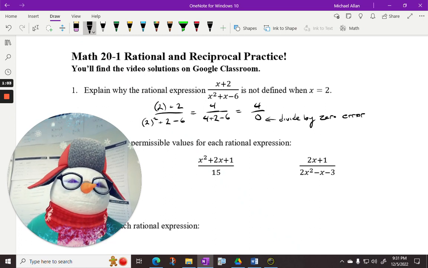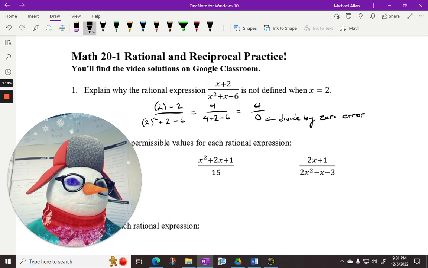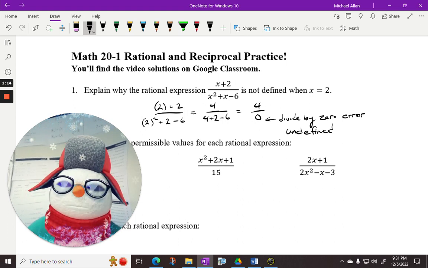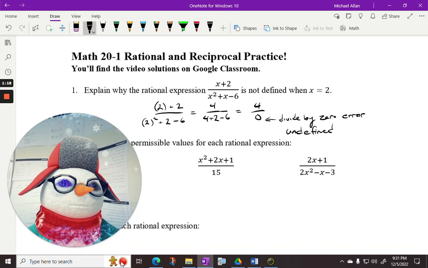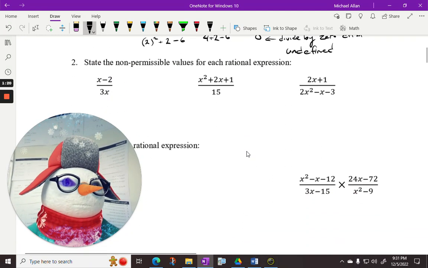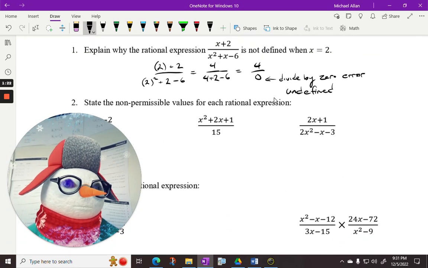We talked about this. There's lots of videos on it. We talked about there being a bunch of reasons behind it, but this is undefined. Can't say it's infinity because infinity doesn't really exist. It's just undefined. All right. So let's see what else we have here. Knowing that we can't divide by 0 means it's undefined.